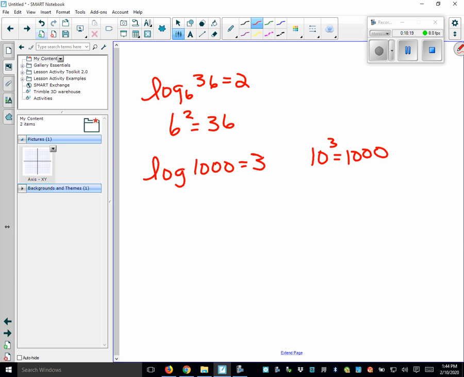Did you all remember that? No. Why is it 10? No, because I wasn't here for logs. Why is it 10? Because log is understood to be base 10.